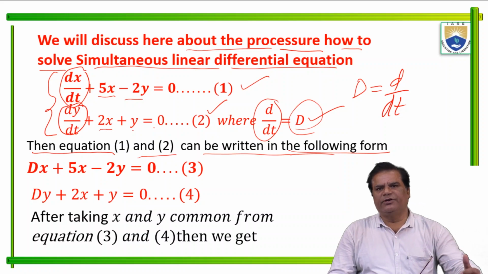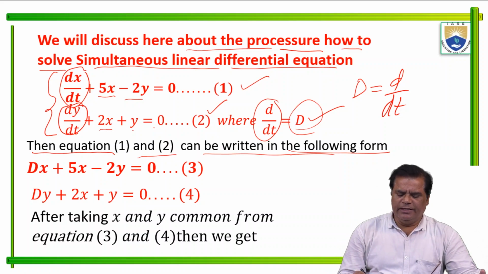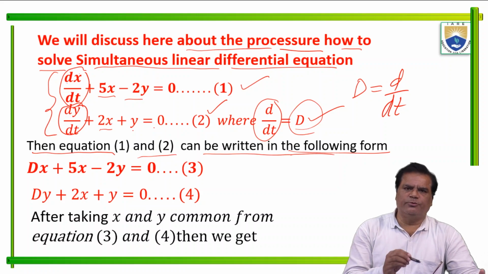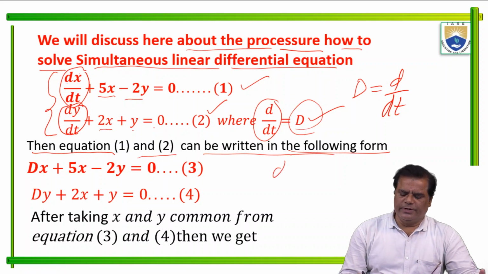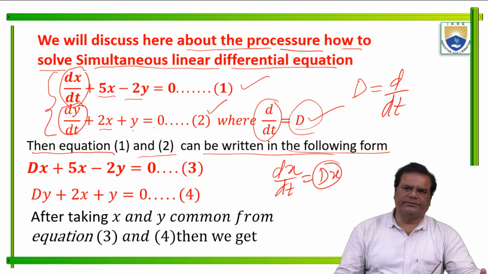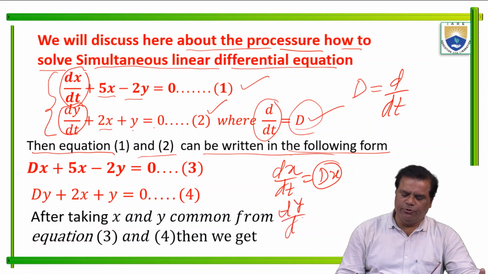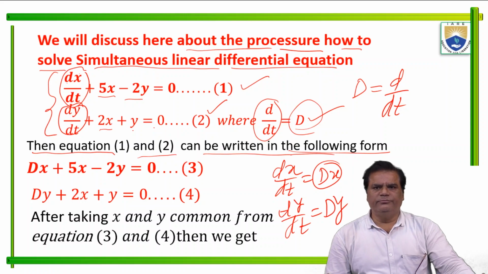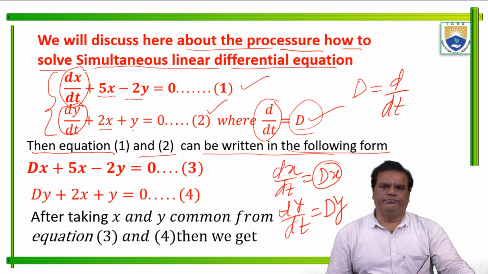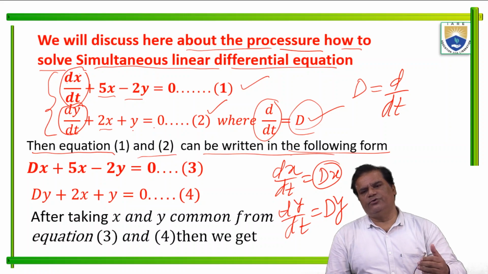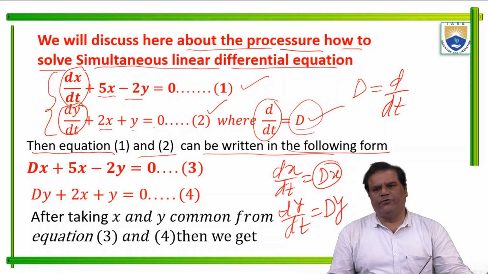So I am writing equation 1. Equation 1 in our question is dx over dt. So dx over dt is capital Dx, where D means d over dt. And dy over dt is capital Dy. Putting both values in equations 1 and 2, these equations convert into equations 3 and 4.